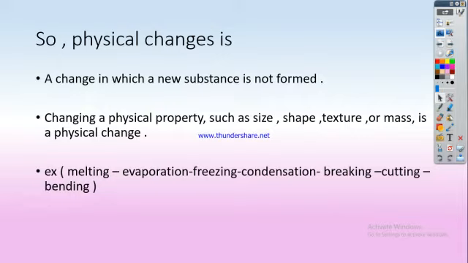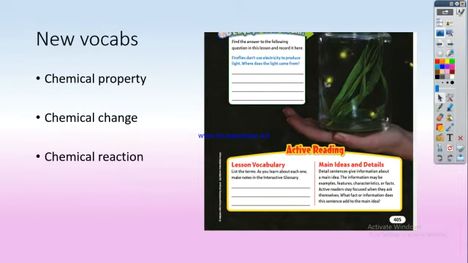And changing a physical property such as size, shape, color, texture, or state of matter is a physical change. Examples of physical change are melting, evaporation, freezing, condensation, breaking, cutting, and bending. All of those are examples of physical changes. All of this was a revision on the previous lesson. Now we're gonna start our lesson.